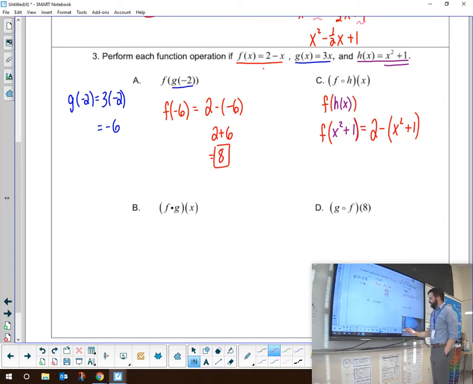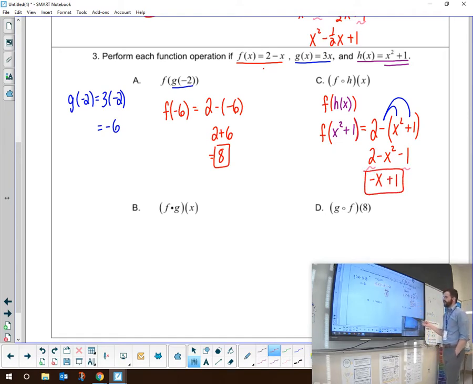All right, now let's distribute this negative. We're going to get 2 minus x squared minus 1. 2 minus x, and then we're just going to have a negative x squared in front. 2 and negative 1 are like terms. They can combine. They're just going to make 1. So we're just going to have negative x squared plus 1 as our answer. Okay? So just break it down piece by piece, think it through.